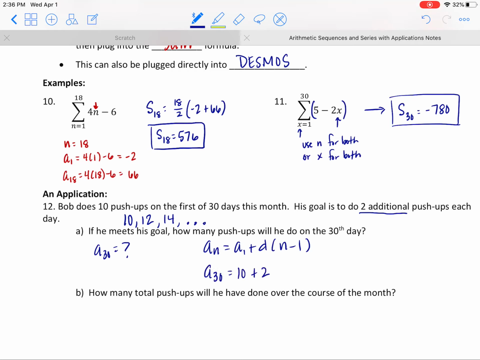Okay, 10 push-ups on the first day didn't seem so bad, but 68 push-ups on the 30th day, I don't know that I could do 68 push-ups. I guess if I had the entire day, but no way in one shot.